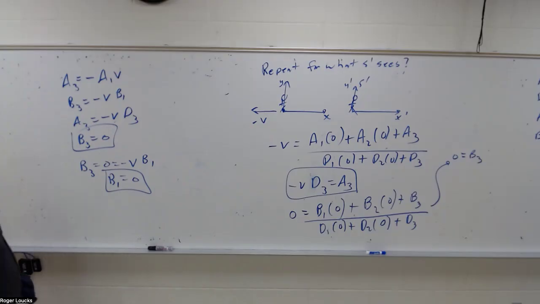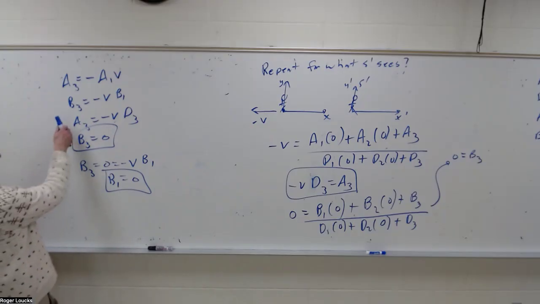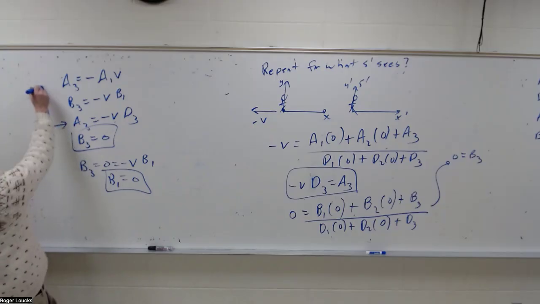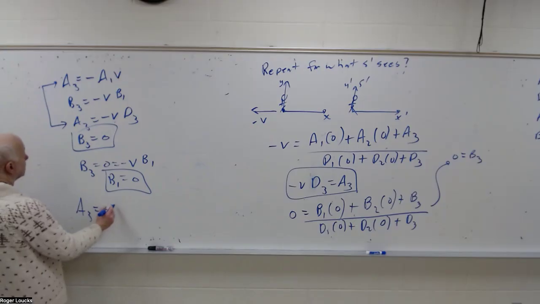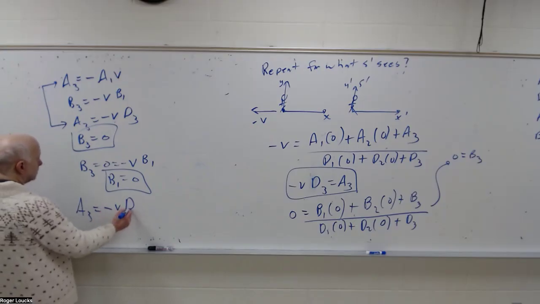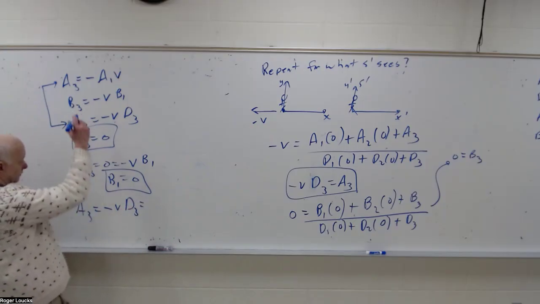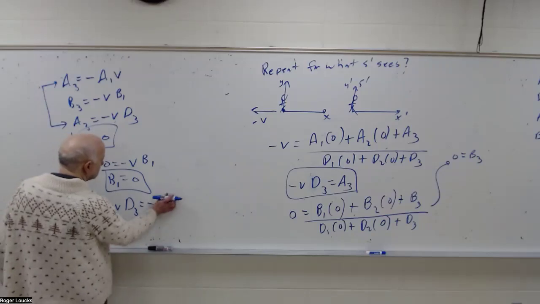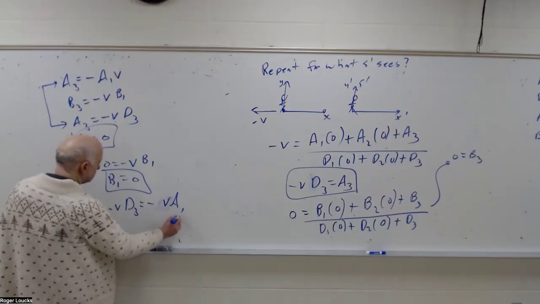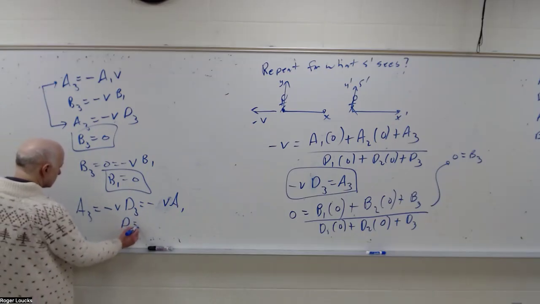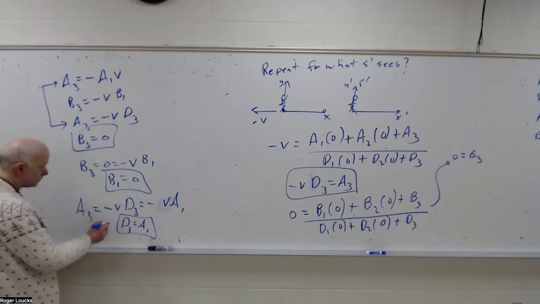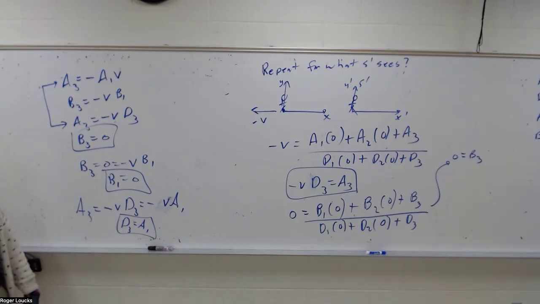Now what happens if I take these two? This tells me that A3 is minus V D3. But A3 is also minus V A1. So this tells me that D3 is also A1. Does that make sense? Questions on that?